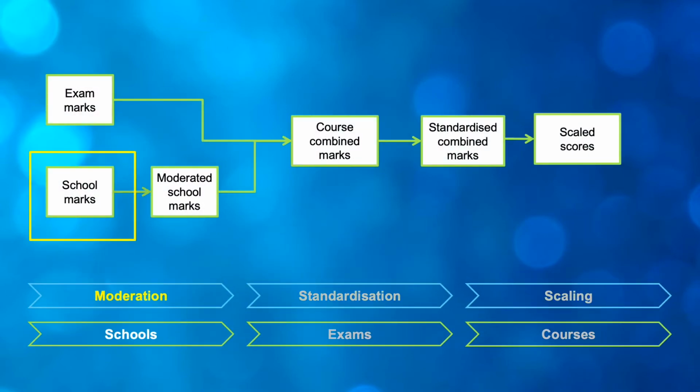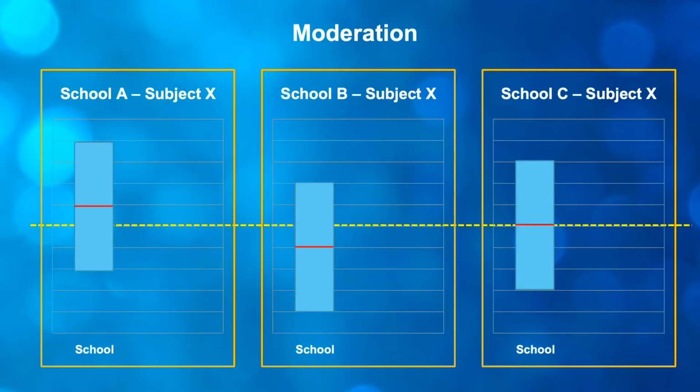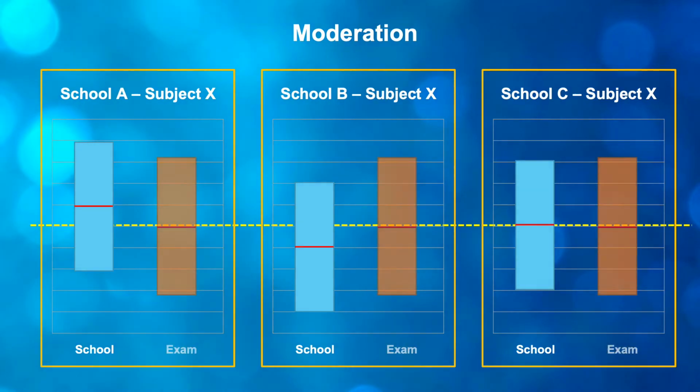So let's look at it this way. Let's say we've got three schools here and they're all doing the same subject. So three groups of people doing the same subject but in different school contexts. And in trying to represent this, if you look at the blue bars, that sort of represents the range of marks that the people got in their school assessment. And the orange bars represent how well each of those groups of students did in the exam.